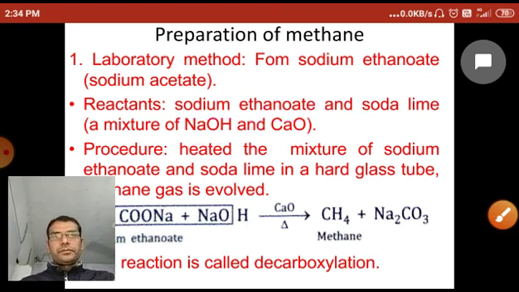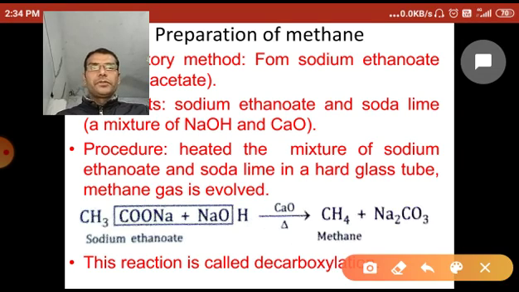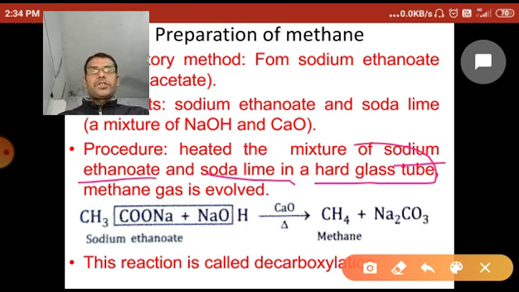Now the procedure: first, heat the mixture of sodium ethanoate and soda lime in a hard glass test tube.